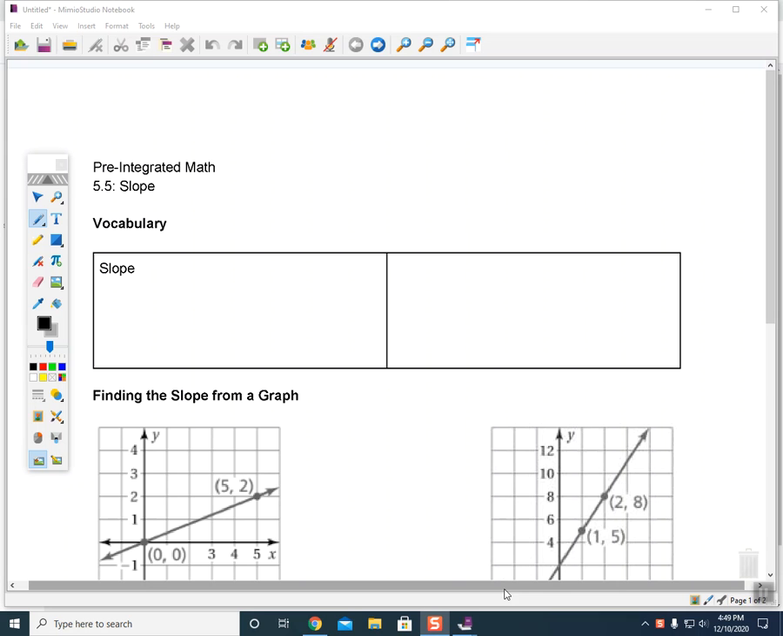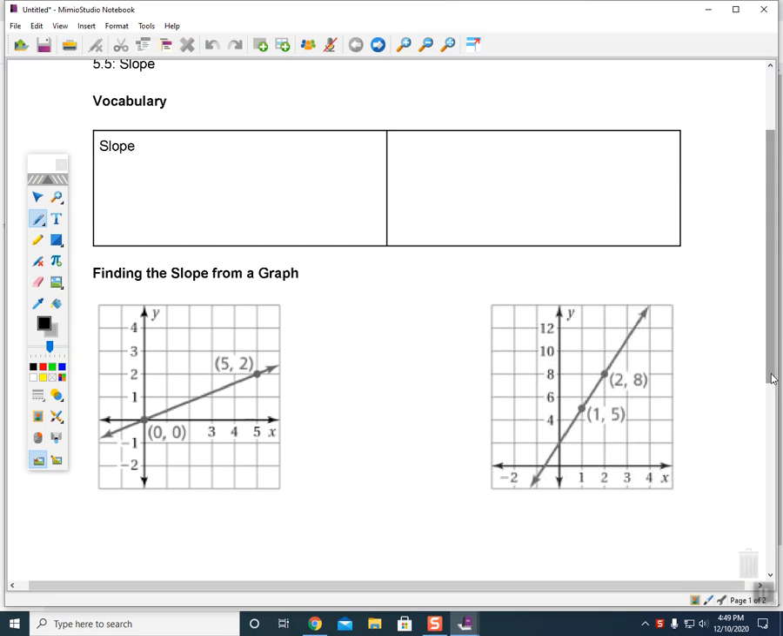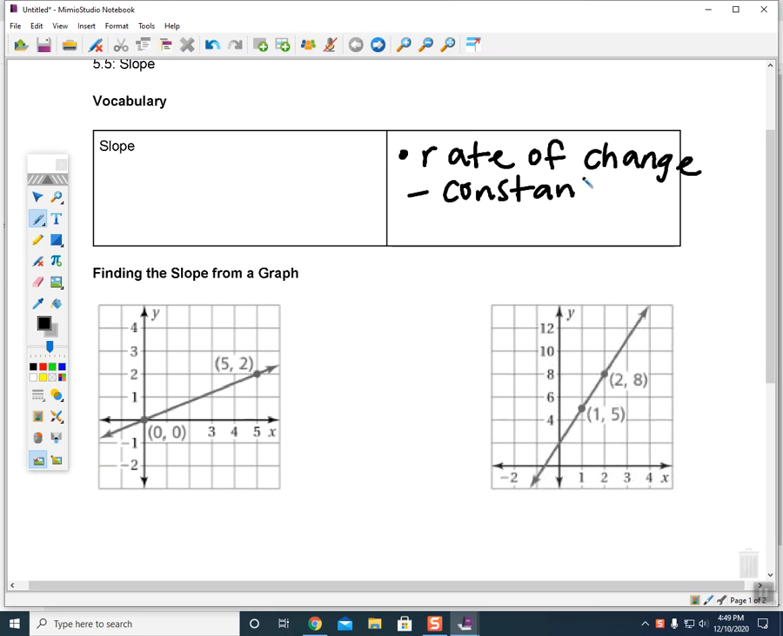Right, so 5.5, we're talking about slope. When we're talking about slope, what I'm talking about is a rate of change. And when we're talking about slopes of lines, that rate of change is going to be constant. The slope is also how we talk about the steepness of a line.